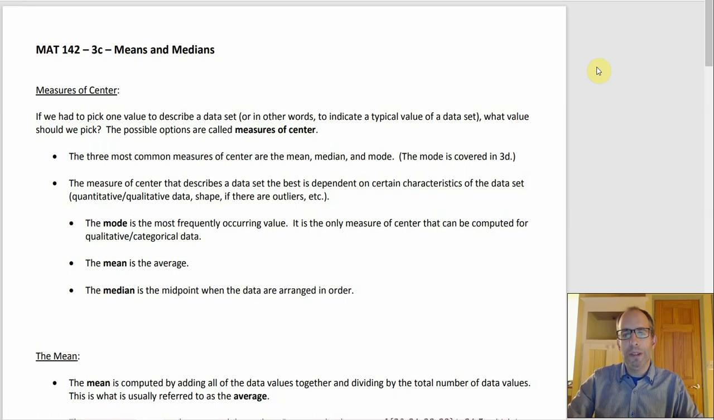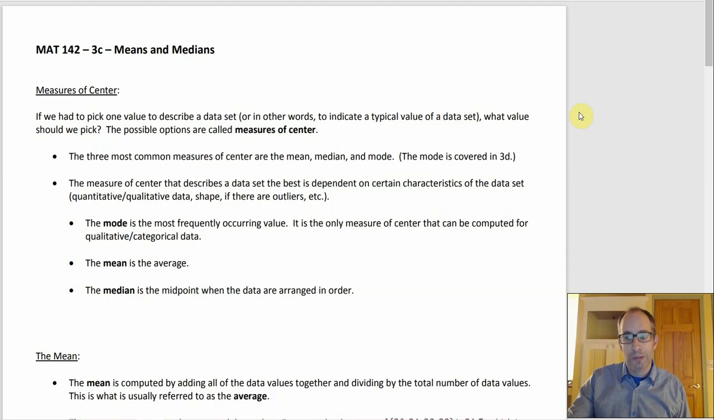3C is about means and medians, although I kind of rephrased it to be about measures of center, since that's what means and medians are. There are other measures of center besides that, like modes and mid-ranges and things. But the general idea with a measure of center is it's supposed to give you a value that represents a typical value for that data set. So which one should we use?